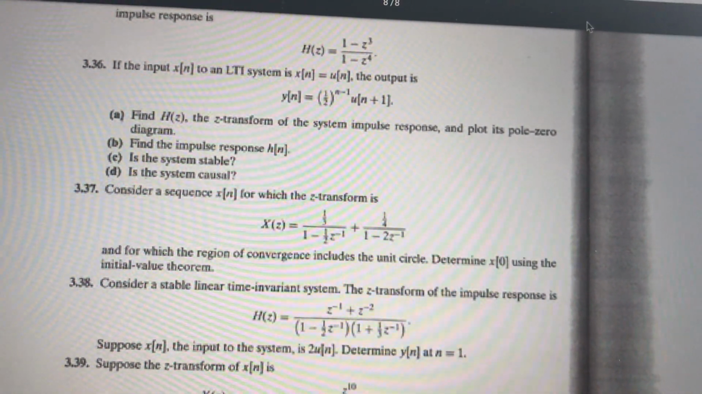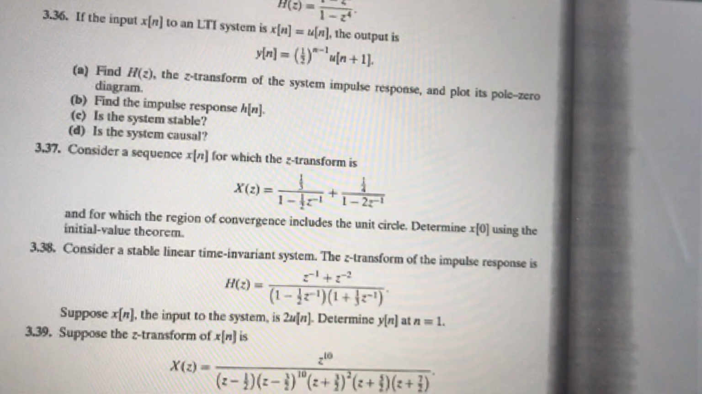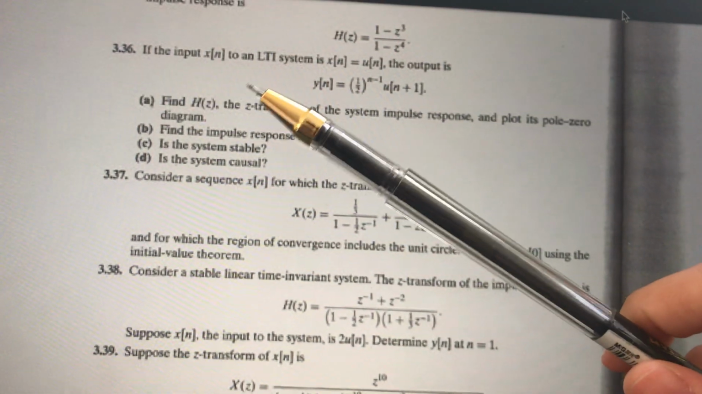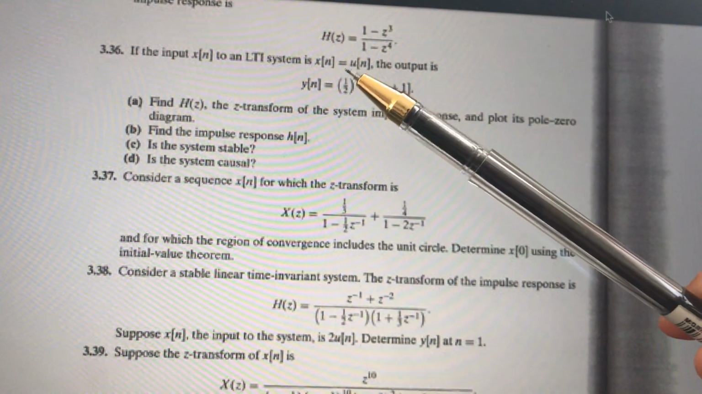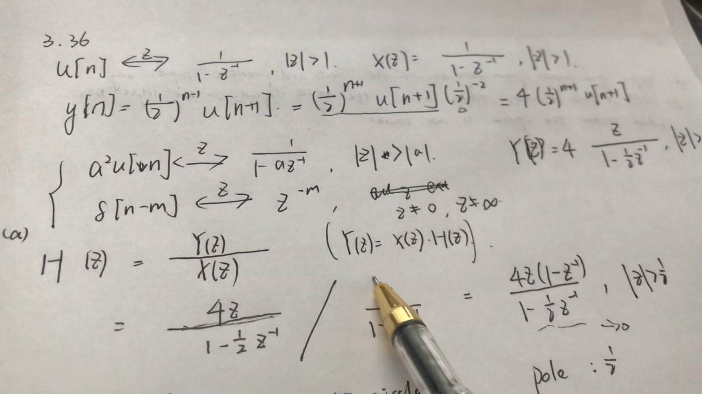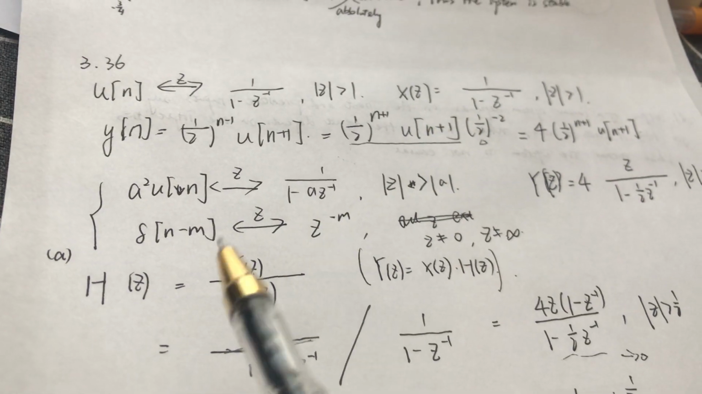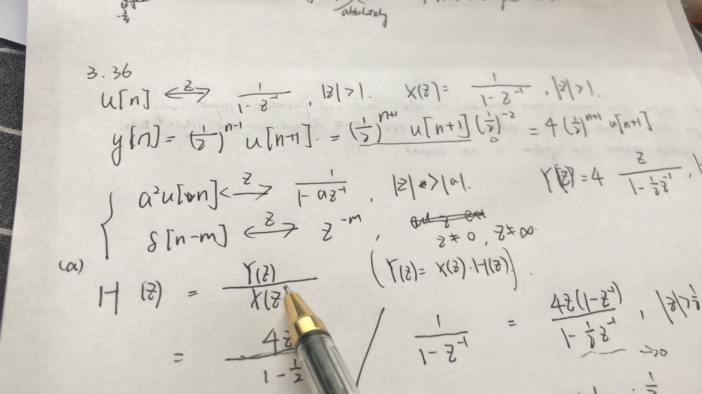In this video we're going to talk about 3.36 from the homework of Digital Signal Processing 1. From this question, we know that this system is linear and time invariant, and we know the input and output. So in order to find H(z), we have to use this equation, which means we have to find the Y(z) and the X(z) first. Let's start from X(z).